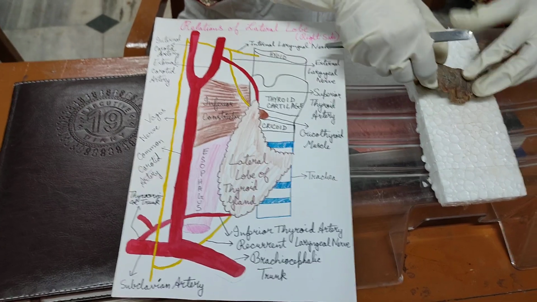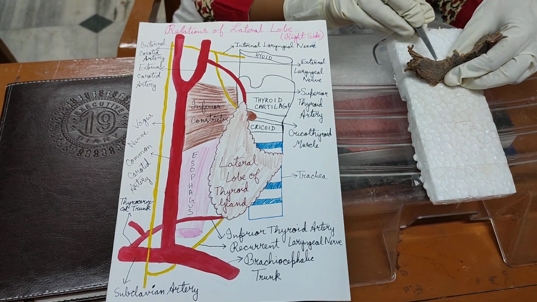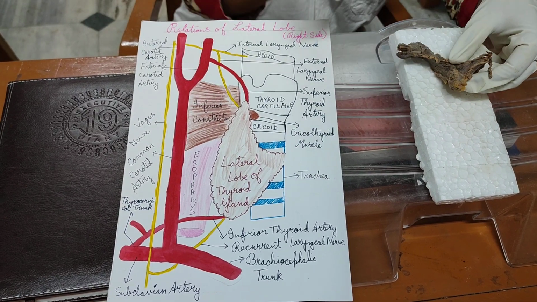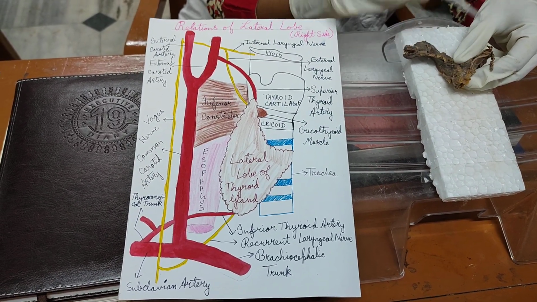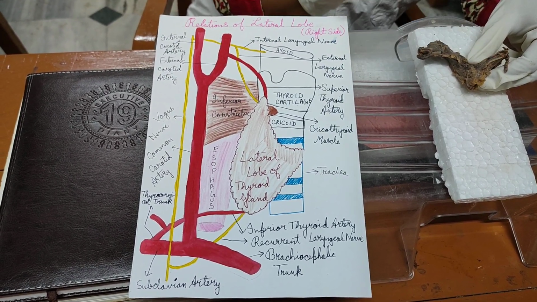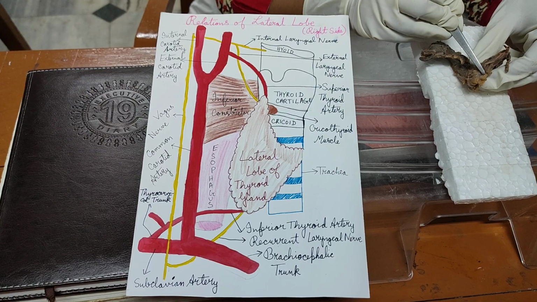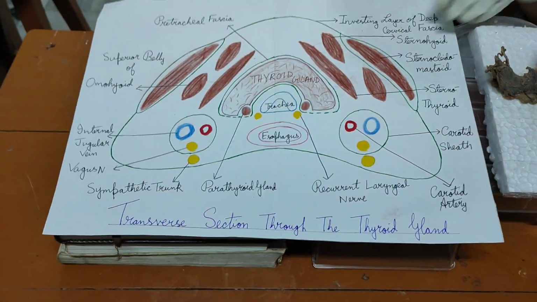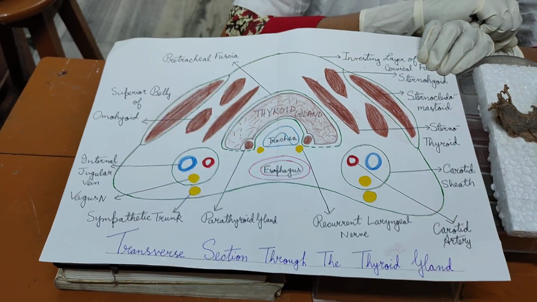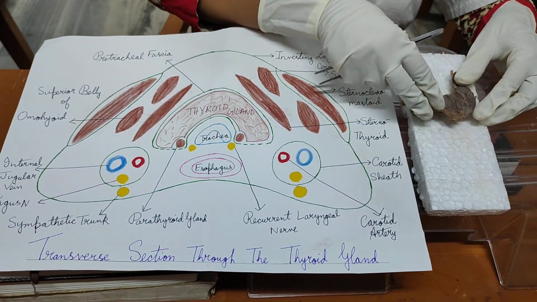Coming to the anterior border, the anterior border is related to the anterior descending branch of the superior thyroid artery. The posterior border is related to the inferior thyroid artery, anastomosis between the superior and inferior thyroid artery, as well as the parathyroid gland, and on the left side it is also related to the thoracic duct. These are the relations of the two lobes.